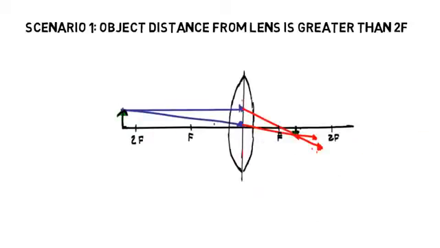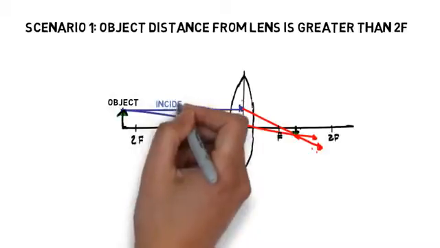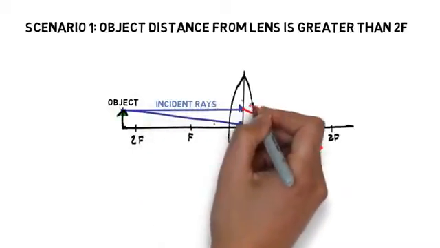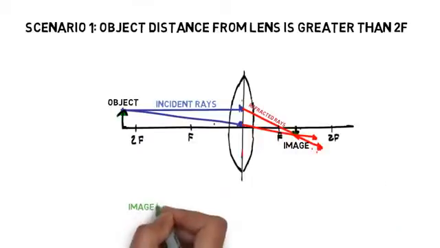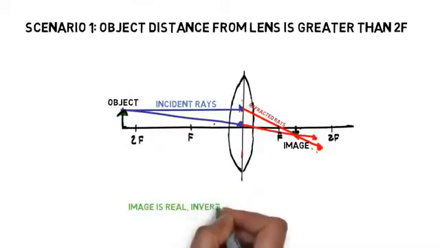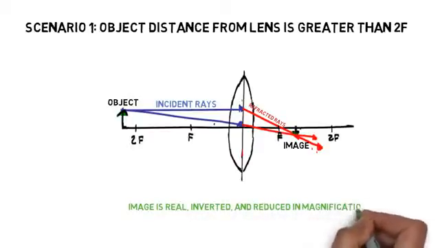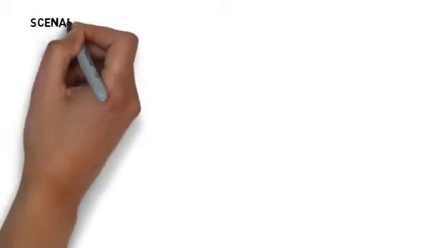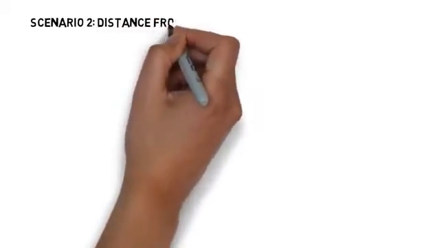Here is a diagram depicting the scenario with the object, incident rays, refracted rays, and image all labeled. When the object distance from the lens is greater than 2f, the image is real, inverted, and reduced in magnification. Now let's move on to our second scenario, where the object distance is between 2f and f.